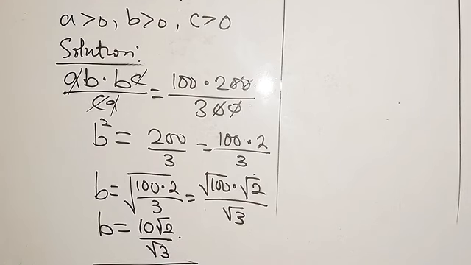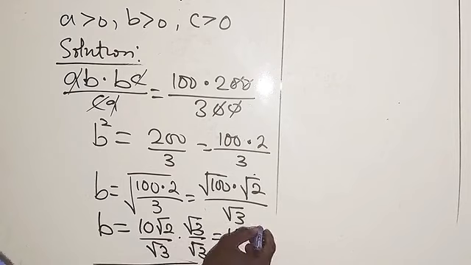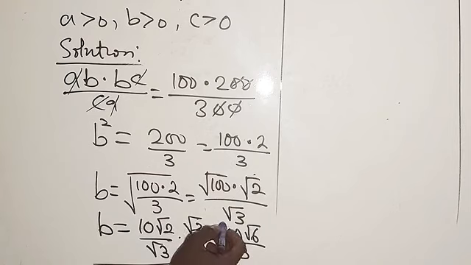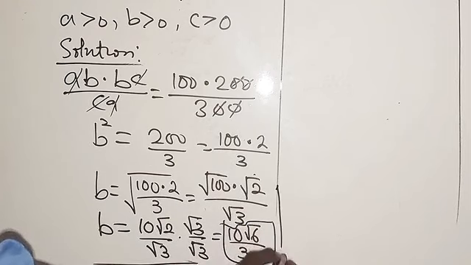Now from here we can rationalize, by multiplying both numerator and denominator by root 3. So from there we are going to have 10 root 2 times root 3 will give us 10 root 6, over root 3 times root 3 will give us root 3 squared, and that will be 10 root 6 over 3. So let us hold this one tight because we are going to use it.